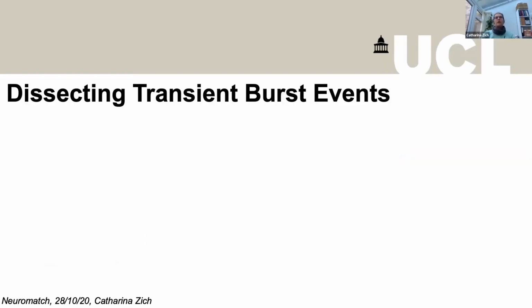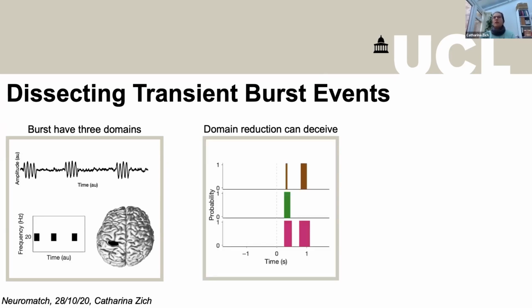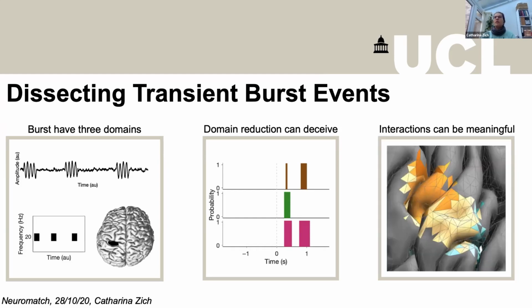So to summarize, I hope I could convince or remind us again that bursts exist in three domains, and that these three domains can be characterized with main domain characteristics: for the temporal domain, for instance, event duration and event interval time; for the frequency domain, frequency spread and upper and lower frequencies; and for the spatial domain, spatial width and spatial location. I hope I could show that domain reduction can potentially deceive, depending on which domain reduction is used and if there are interactions in the data, but also that these interactions can be potentially meaningful and interesting. So, thank you for your attention.